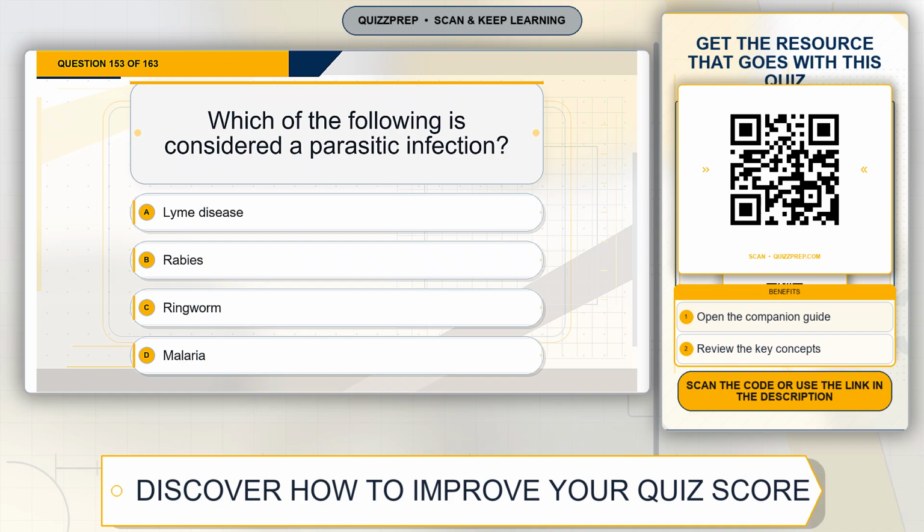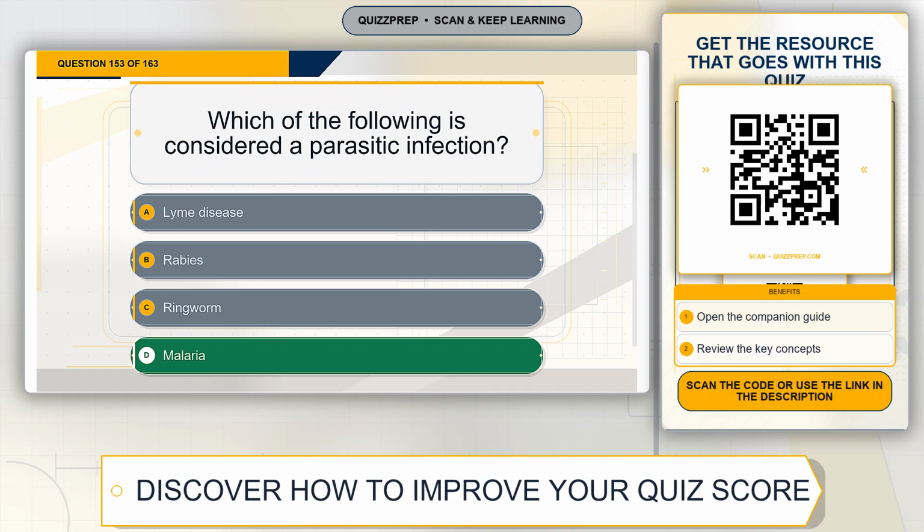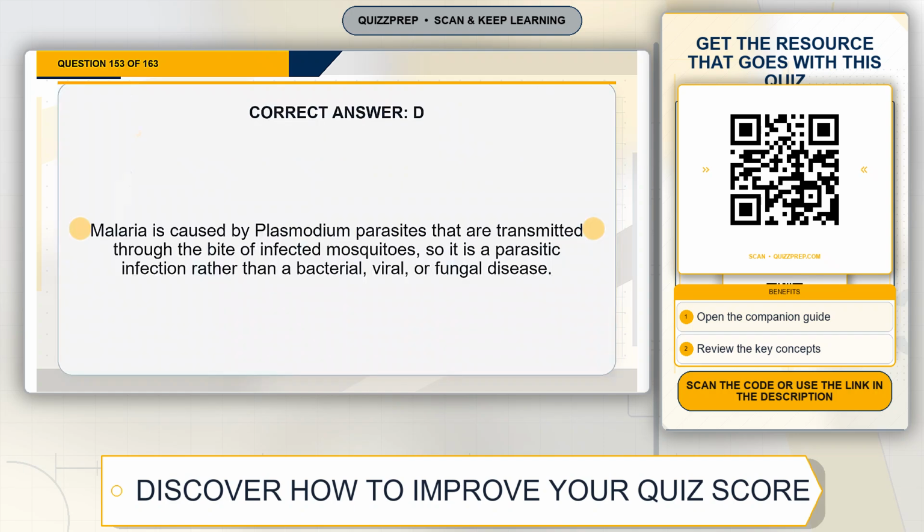Question 153. Which of the following is considered a parasitic infection? Option A, Lyme disease. Option B, rabies. Option C, ringworm. Option D, malaria. The correct answer is option D, malaria. Explanation. Malaria is caused by Plasmodium parasites that are transmitted through the bite of infected mosquitoes, so it is a parasitic infection rather than a bacterial, viral, or fungal disease.